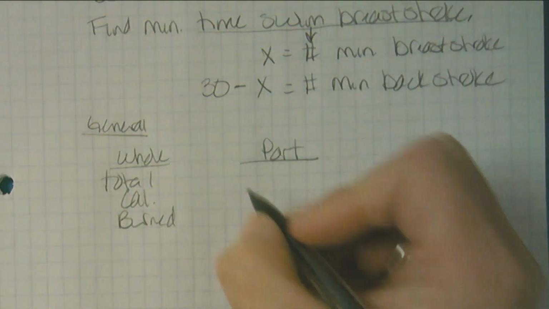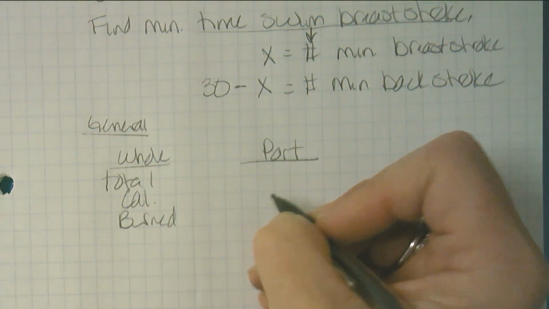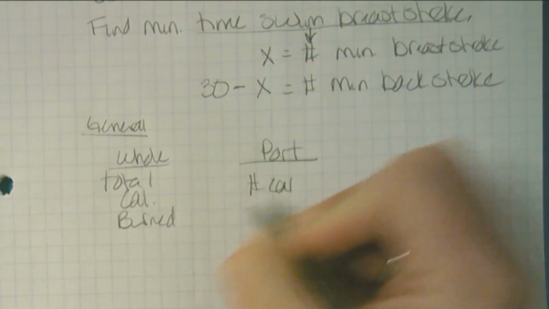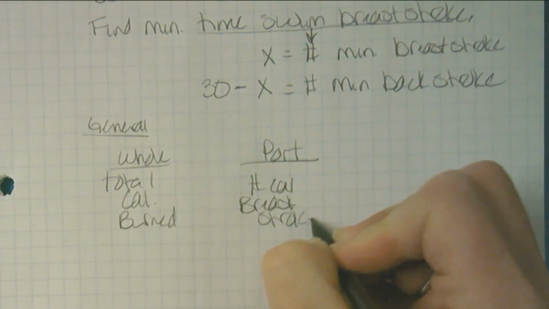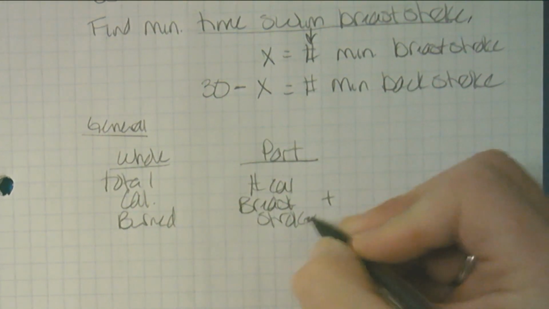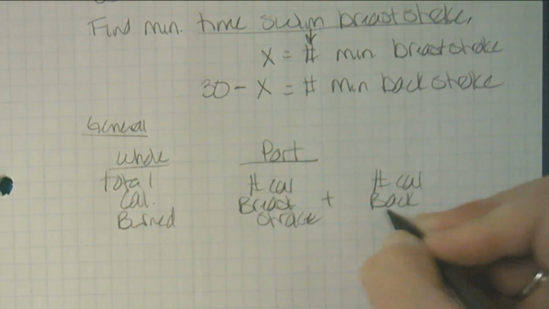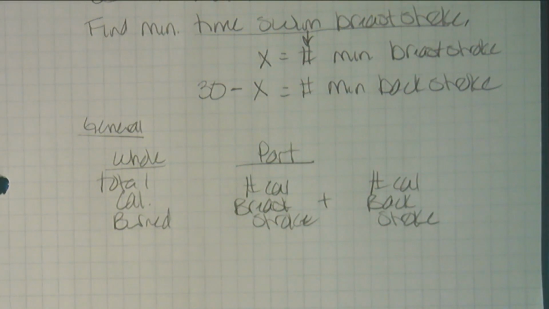Brendan? The two of them, right? Yeah. So swimming breaststroke and then swimming backstroke? Excellent. So I have my number of calories breaststroke plus the number of calories backstroke. How many of you guys does that just make sense to from a common sense standpoint?